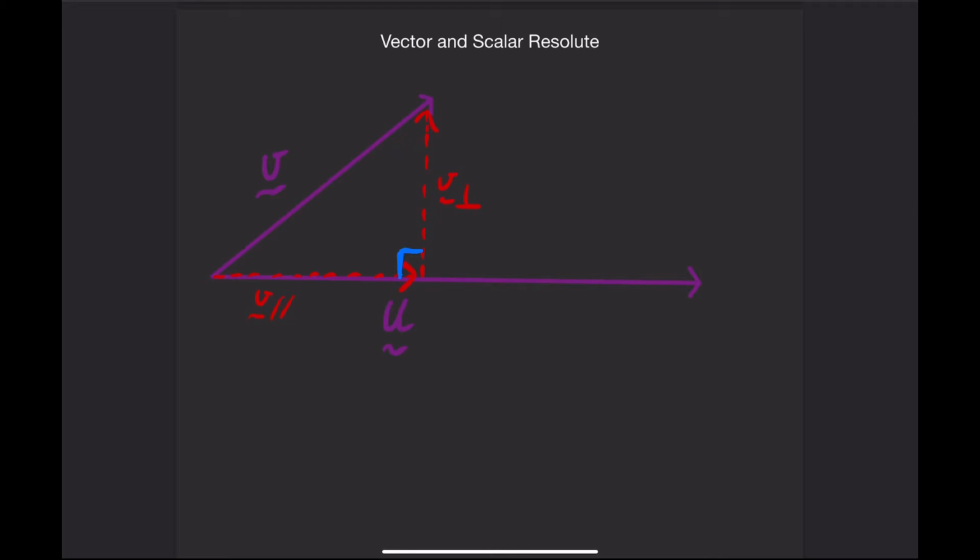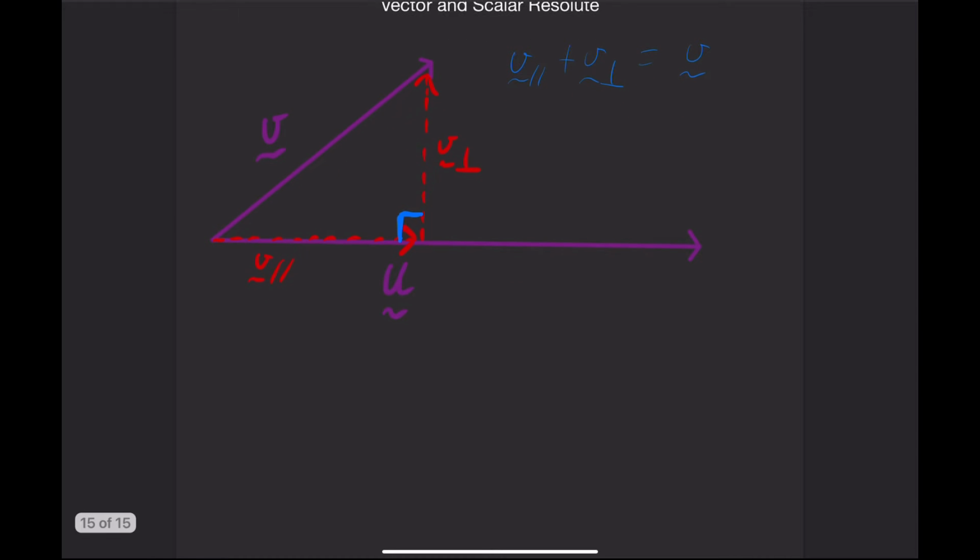And what you'll hopefully notice straight away is that the v parallel plus the v perpendicular will always equal that vector v. So traveling along here is the same as traveling along here and then here. Okay, we end up in the same place. But where do we get these vectors?